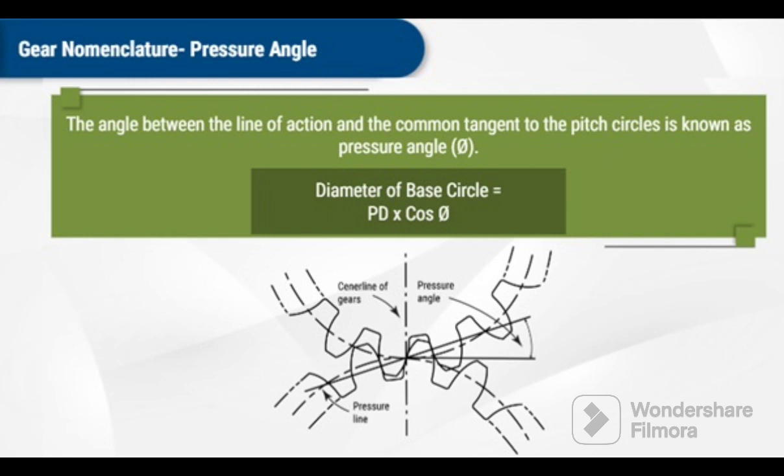The angle between the line of action and the common tangent to the pitch circles is known as pressure angle, which is denoted by theta. Diameter of base circle is PD into cos theta, where PD is pitch diameter in mm.